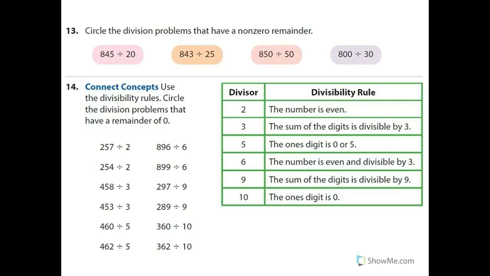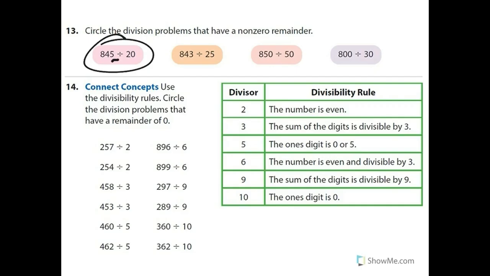Alright, on this next one, we're going to circle the division problems that have a non-zero remainder. Now, if we do some thinking about this, we don't have to really solve the whole division problem to know if it's going to have a non-zero remainder, right? It's wanting to know, is this going to have a remainder, right? Well, look, 845 has a 5 at the end. Well, I know that anything that's going to be divided by 20 needs to have at least a 0 at the end. There's going to be at least 5 remaining. So this is going to have a remainder.